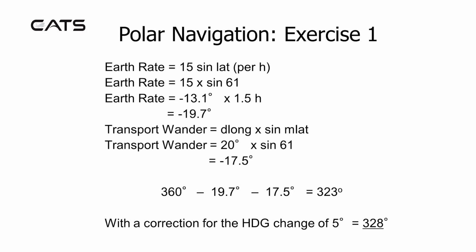360, which was the initial indication on the gyro compass. Subtract from this 19.7 and 17.5 to get 323 degrees. And then don't forget, there was a correction between the initial and the final heading of 5 degrees. So add the heading change of 5 degrees to 323 to get 328 degrees.